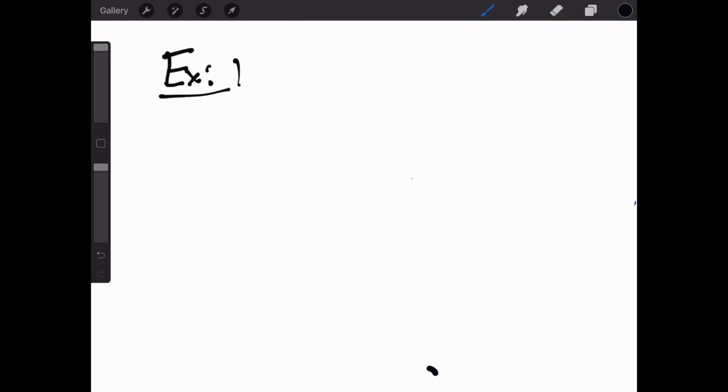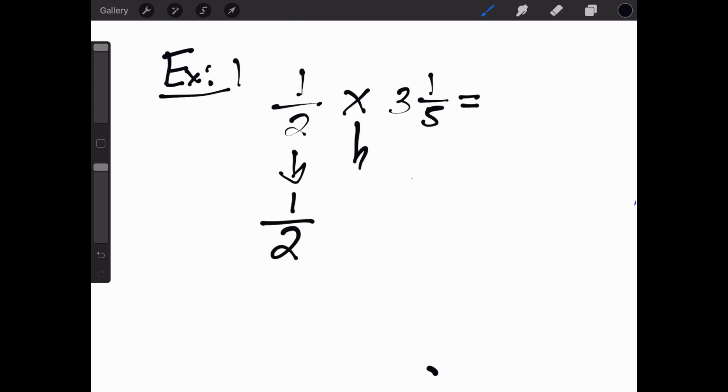1. Let's do 1/2 times... I always keep on using 4. Let's use a different number. Times 3 1/5. You cannot multiply that mixed number times that fraction. Your fraction would stay the same. Your multiplication sign would stay the same, but you're going to have to switch this mixed number into an improper fraction.